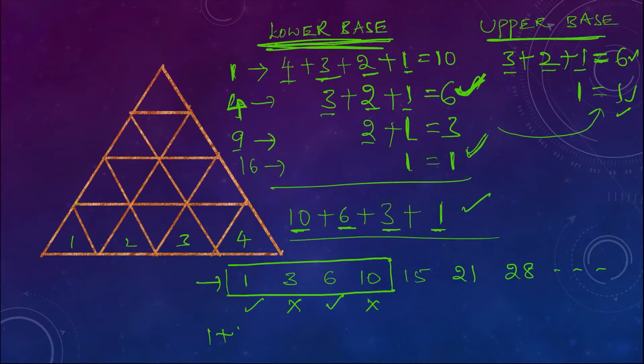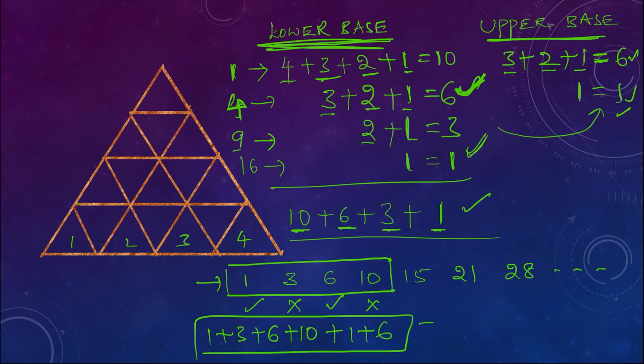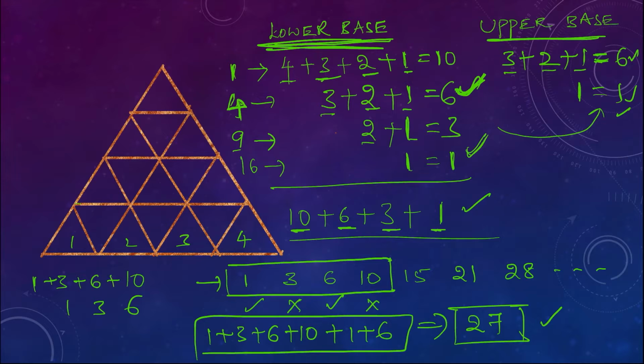So 1 plus 3 plus 6 plus 10, and then add 1 plus 6 again. So we'll get the answer 20, 27. 27 is the answer. There are total 27 triangles. So otherwise we can do like this also. 1, 3, 6, 10, and then 1, 3, 6. So 1 plus 3 plus 6 plus 10 is equal to 20. And then here consider alternatively. 1 plus 6 is equal to 7.